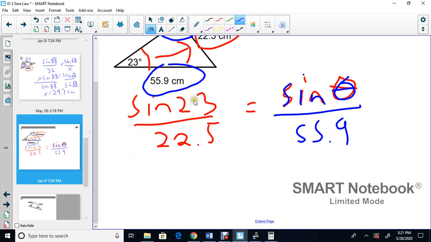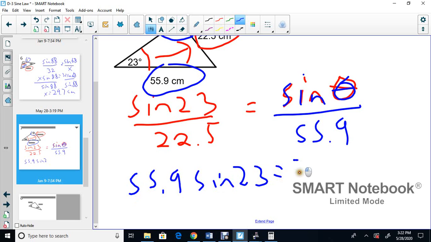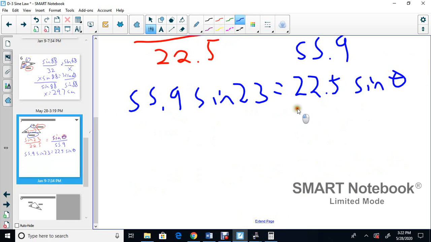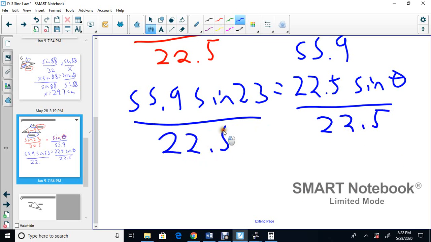Now you could figure this out and then cross multiply. I prefer to just cross multiply right away, so I go 55.9 sine of 23 equals 22.5 sine of theta. Now I want the sine of theta by itself, so I divide both sides by 22.5. So right now I get sine of theta equals, and I'll put it on this side, all this, and I can put that in a calculator.